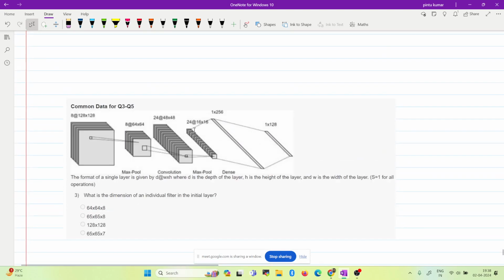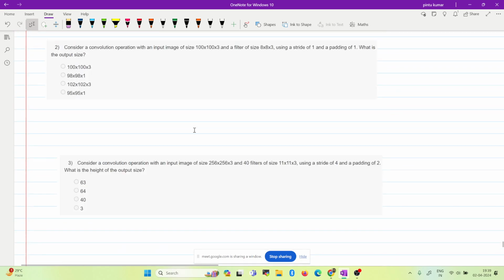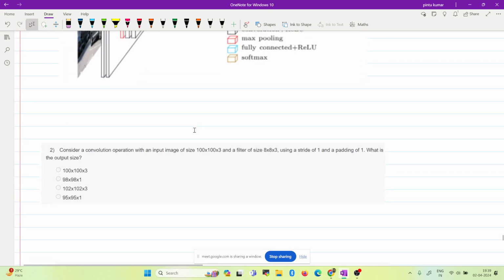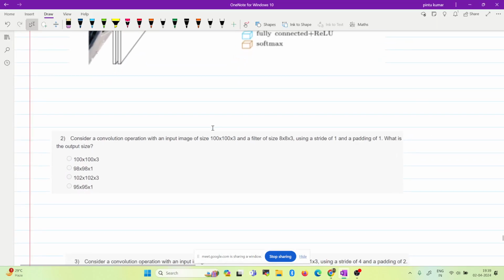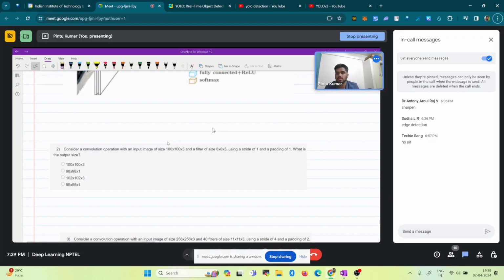There are a couple of questions here that I have included. We have discussed everything related to the question, so I would like you guys to answer. Can you please try attempting this question? Consider a convolution operation with input image size 100 cross 100 cross 3. The filter is of size 8 cross 8 cross 3. Stride is 1 and there is a padding of 1. What is the output size?